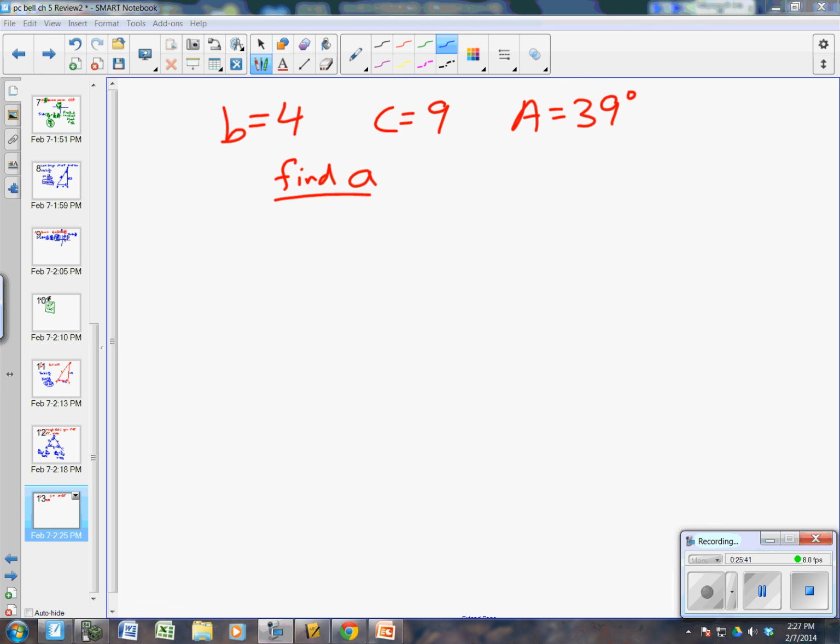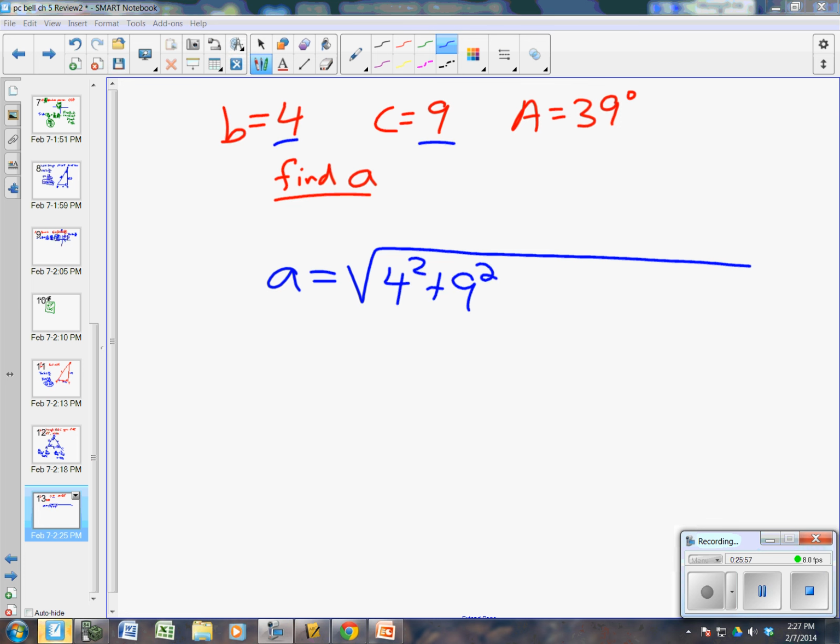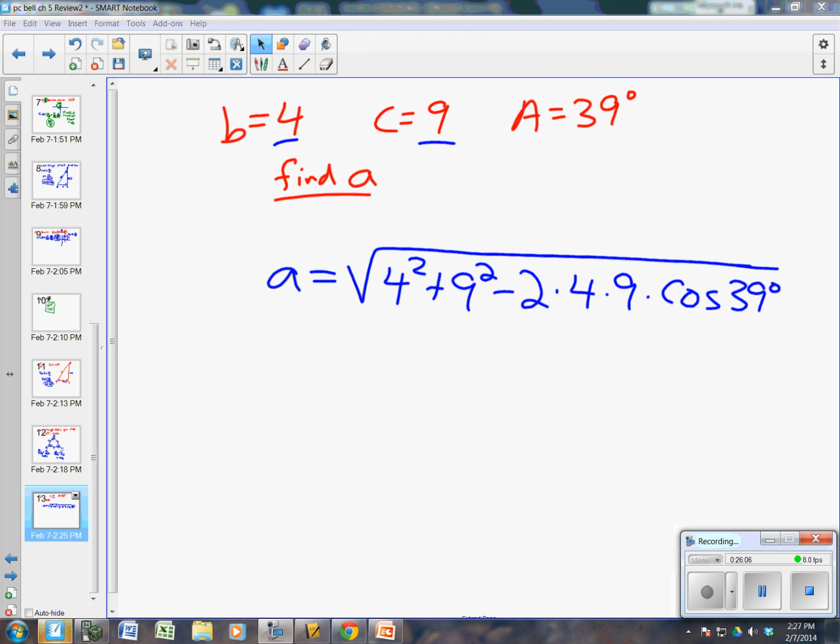Hey, you guys, law of cosines. It's A squared equals B squared plus C squared minus 2BC times cosine of A, right? Except we take the square root of both sides. So you just take these other two sides, square them. Doesn't matter which one's which. Minus 2 times 4 times 9 times the cosine of the 39 degrees. Put that in your calculator and you got it.